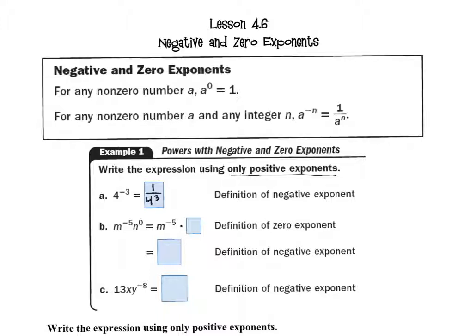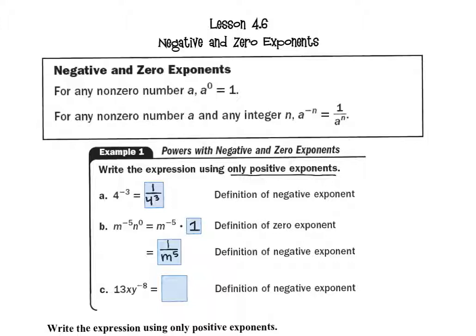All right, in example B, we have an m and we have an n. So let's tackle the n first. n to the 0 power is 1, because anything to the 0 power is always 1, again, because of the pattern that we looked at previously. And so now we just have 1 times m to the negative 5th power. So m is the base, so that's what gets moved down. So this would be 1 over m to the 5th power.